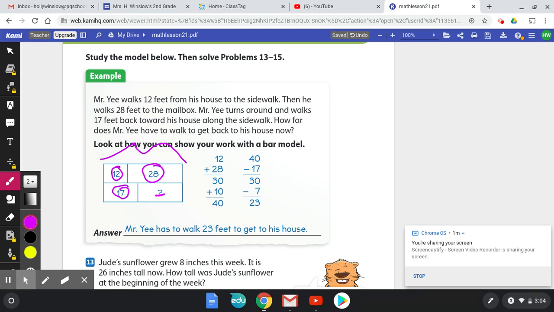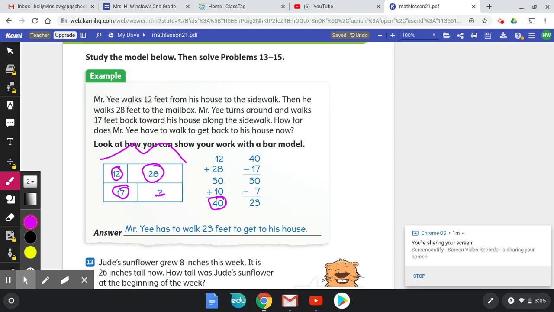So if we add the 12 plus the 28, they're doing 2 plus 8 is 30. And then adding that 10 more would be the 40. So 12 plus 28 was 40 feet to get from his house to the mailbox. So if we had 40 feet, and we know that he walked 17 feet back, but we don't know how much further.